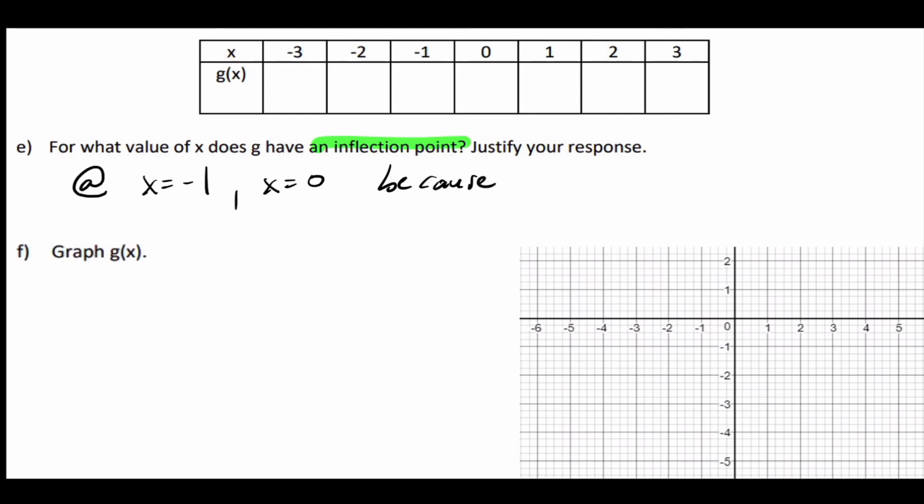Because slopes are undefined. Or I should say G double prime is undefined instead of slopes. G double prime is undefined. Okay.